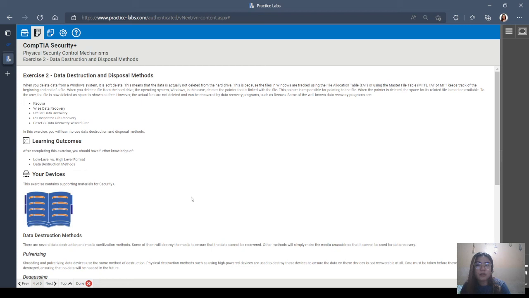of the beginning and the end of a file. When you delete a file from the hard drive, the operating system, Windows in this case, deletes the pointer that is linked with the file. The pointer is responsible for pointing to the file. When the pointer is deleted, the space for its related file is marked available. To the user, the file is now deleted as the space is shown as free. However, the actual file is not deleted and can be recovered by data recovery programs such as Recuva.